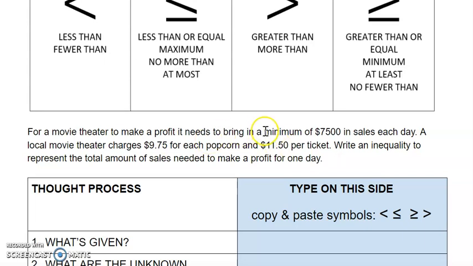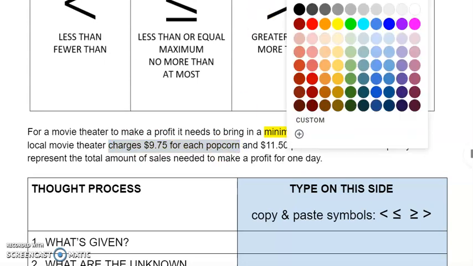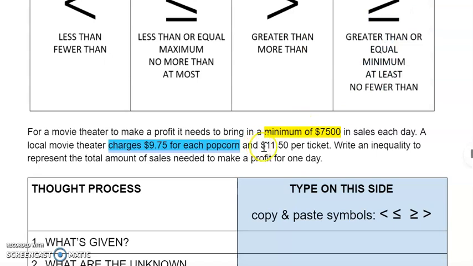Okay, lots going on with this theater. What stands out to me is I know they have to make a minimum of $7,500, so that's their goal, that's their total amount right there. And then when I read, I see, hey, they charge $9.75 for each popcorn, so that's a rate. It's telling me how much for each thing. And then $11.50 per ticket. Hey, that's another rate telling me how much I have to pay for each ticket I buy.